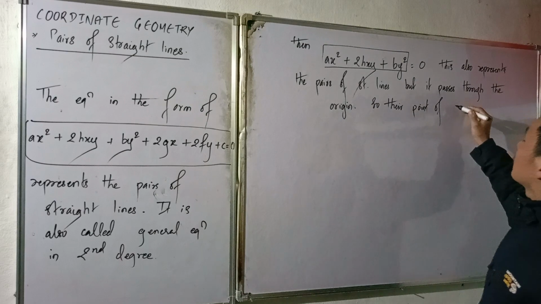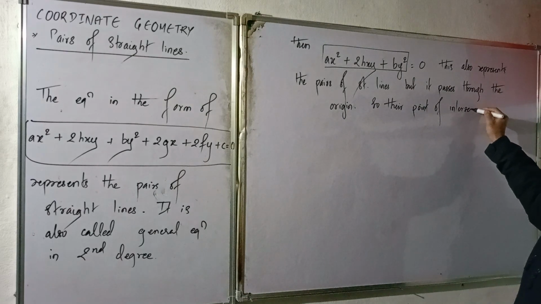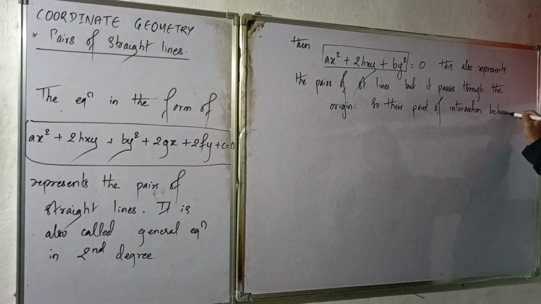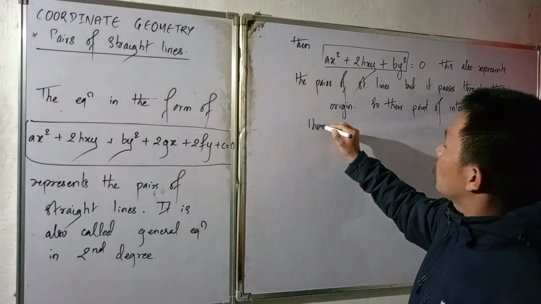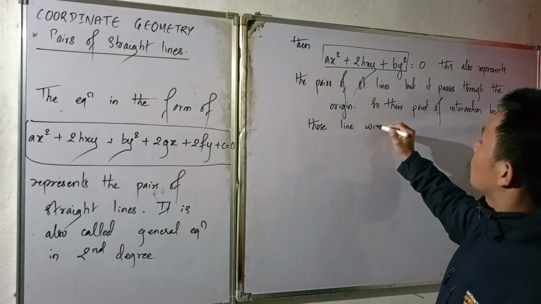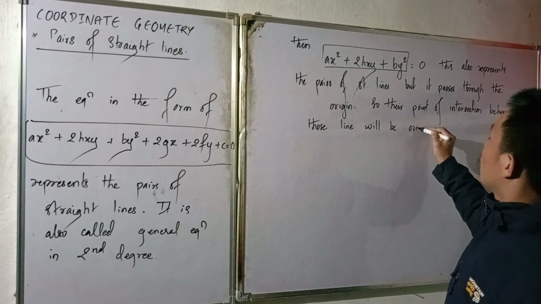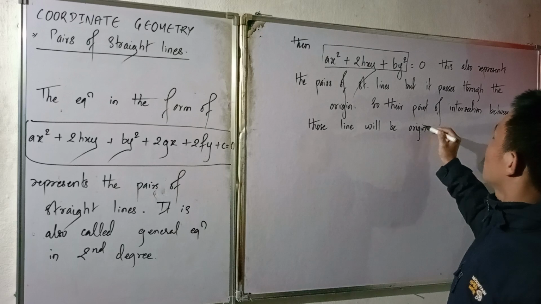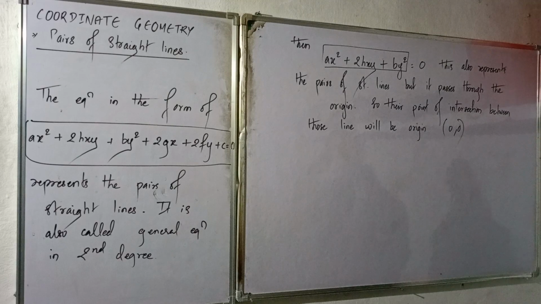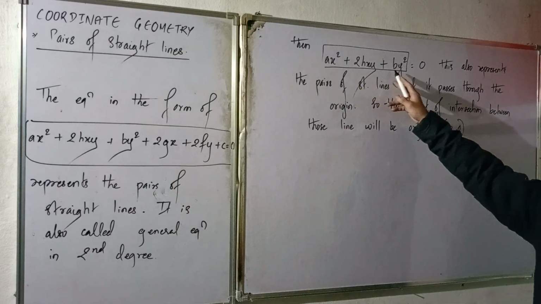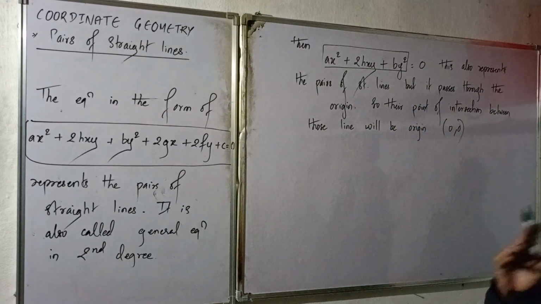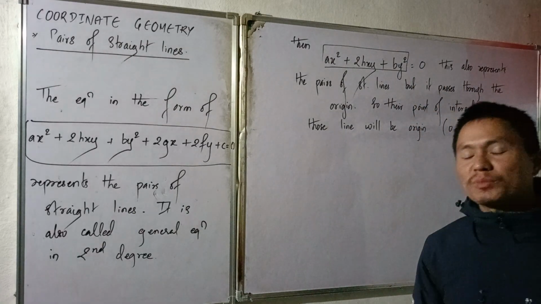Since the equation in this form passes through the origin, the point of intersection between those lines will be the origin, that is 0, 0. So ax squared plus 2hxy plus by squared equals 0 also represents a pair of straight lines, but it only passes through the origin.